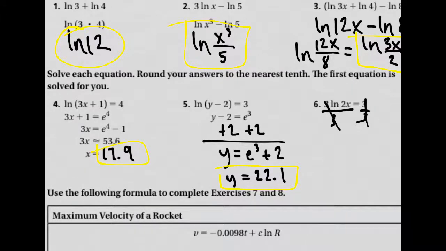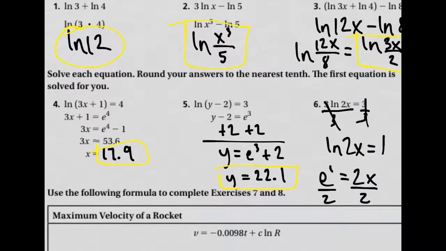When we divide by 3, we get ln of 2x equals 1. Makes my job so much easier now. Turn it into exponential form. The base is e to the 1 power equals 2x. And then all you got to do is divide by 2 to find your final answer.